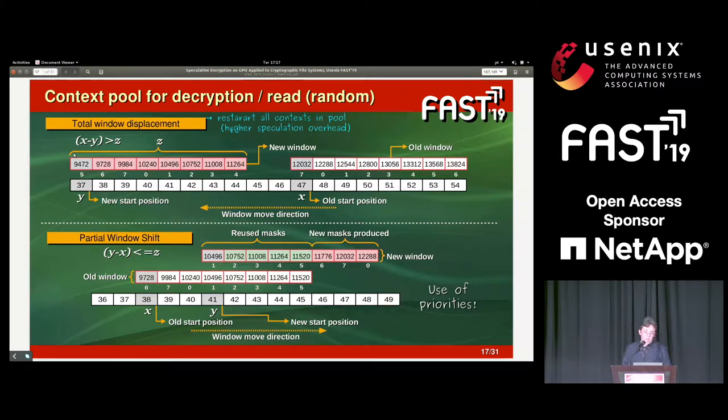Now, this is a context pool for decryption shown here, a different scenario, which is different from sequential, when I'm doing a random read. And there are two different cases. The first case is when we have a window that you are looking at in the file, and then you move to a different window. What you have to do is restart all the context pools. So it has a higher overhead. We call this the speculation overhead. And if we move slightly inside the window, then we can restart fewer mask creations and have to redefine the priorities.